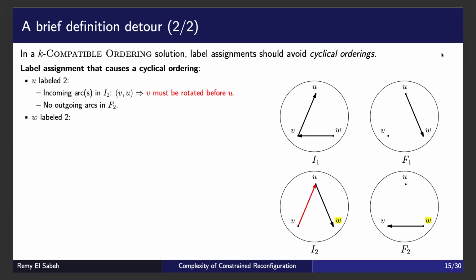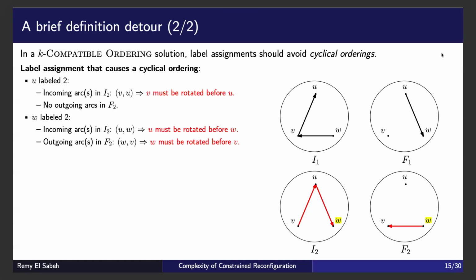Now let's say we're labeling W with 2. Again, we look at what's incoming to W in I2. So that's this arc. And we look at what's outgoing from W in F2. And I've just written what the interpretation of these arcs means. If you look at these 3 statements, clearly we already have an issue. So V must be before U, which must be before W, which must be before V. That's a cyclical ordering. And we picked a bad label assignment.